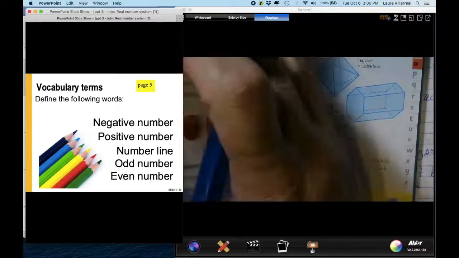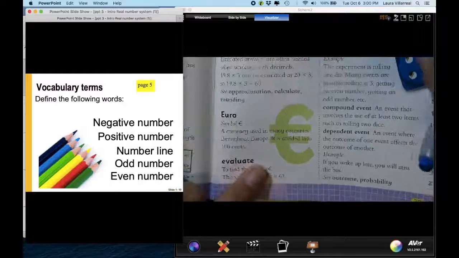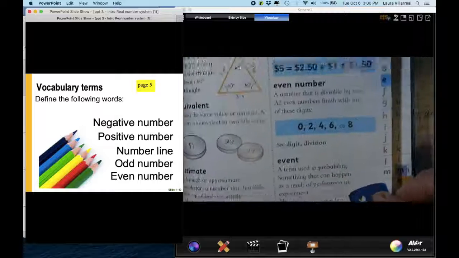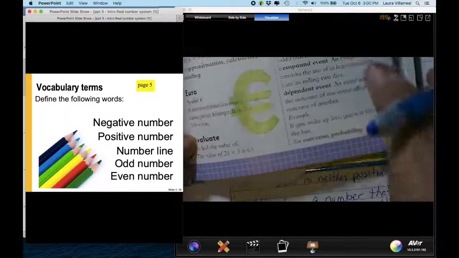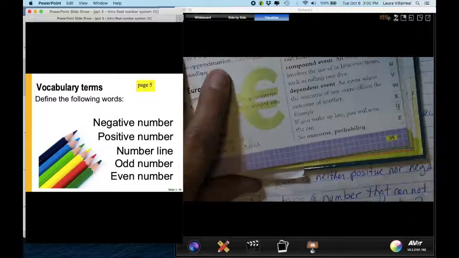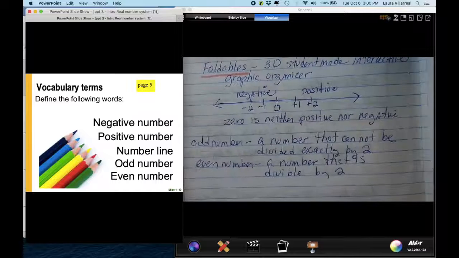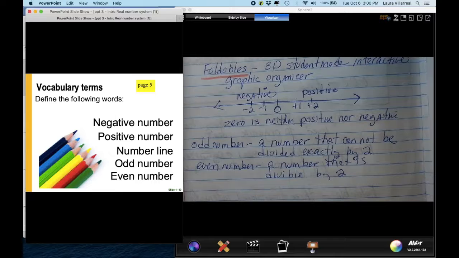While an even number can be divided exactly by 2. Do we need to even look that one up? Even number, a number that is divisible by 2. Okay. So let's see what I wrote here. I wrote an odd number is a number that cannot be divided exactly by 2, while an even number is a number that is divisible by 2.